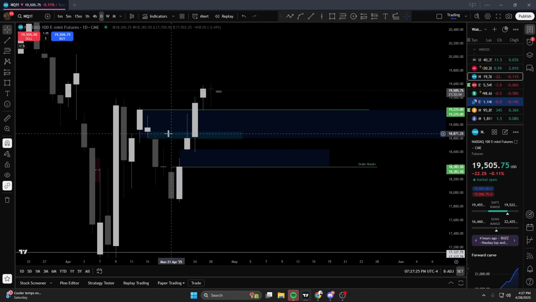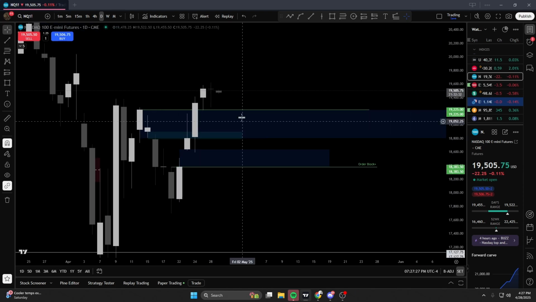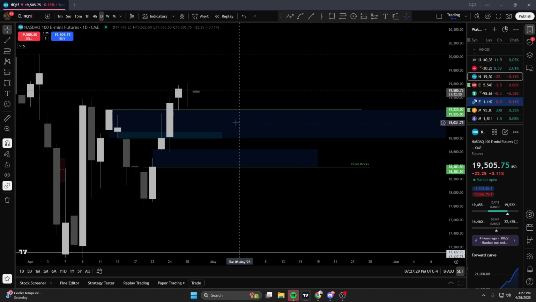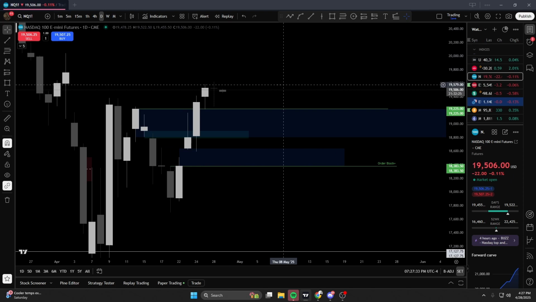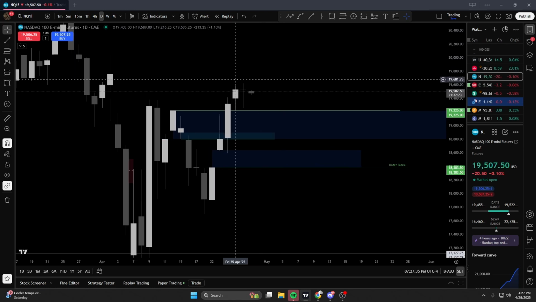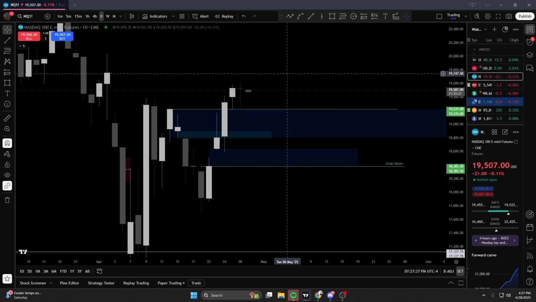And what's in this area? It can wick down here too. You have to leave room. Wicks do the damage, bodies tell the stories. It's the biggest narrative I can tell anyone. Wicks do the damage. It doesn't matter, wicks kill everybody. The bodies are the main part of the story. If the body is closing and respecting it, it doesn't matter what the wicks do.